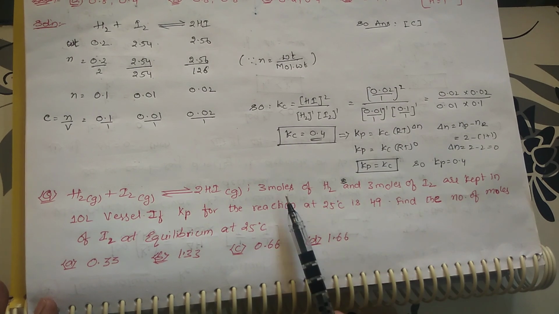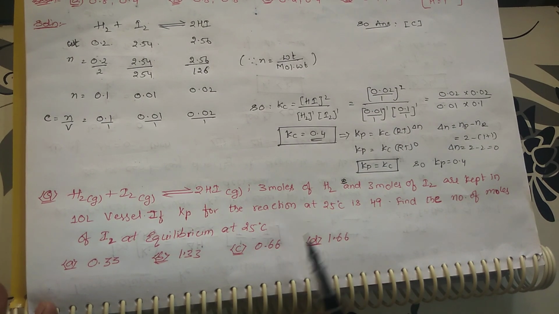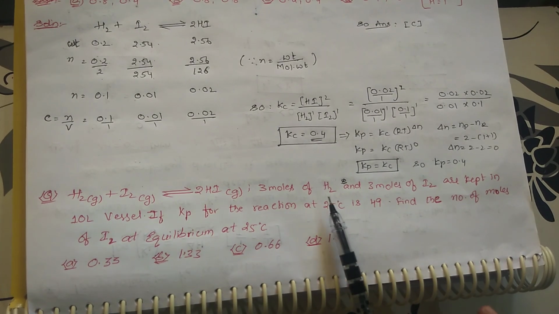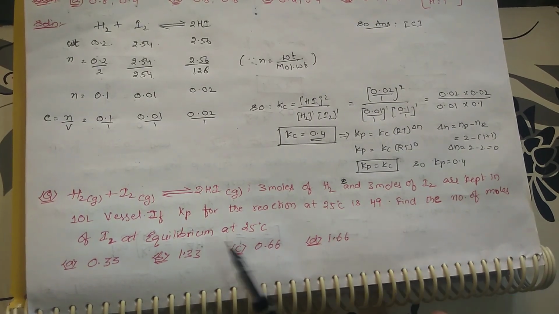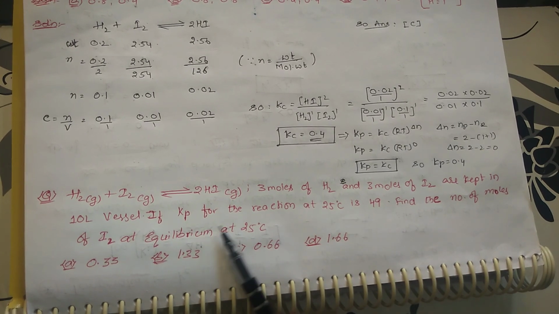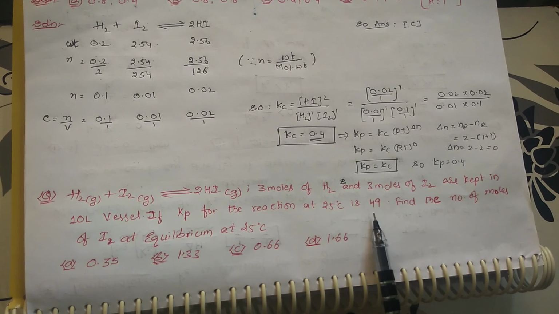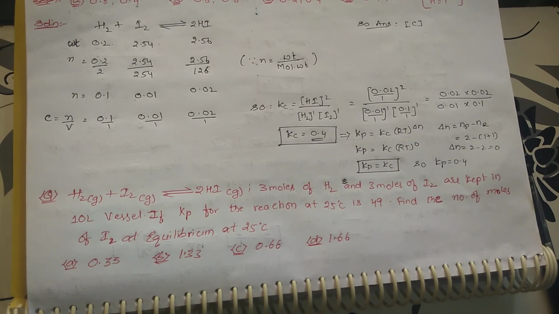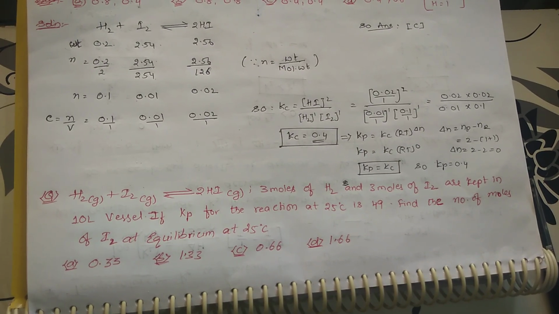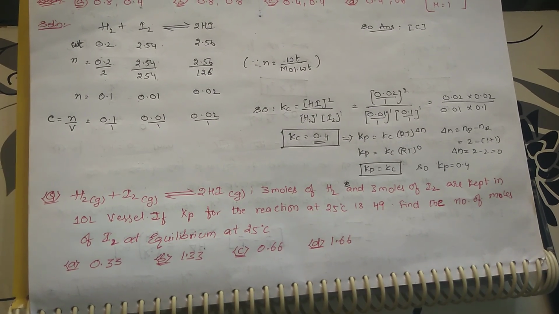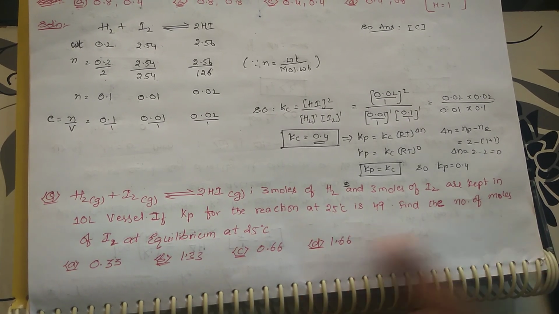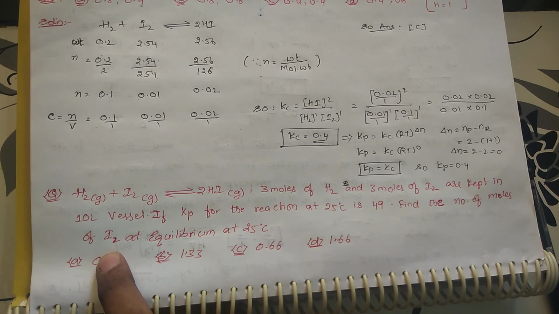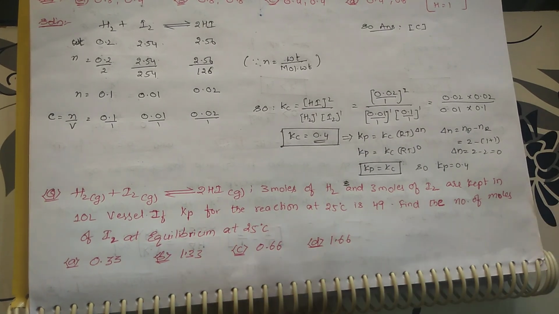Is he mentioning that 3 moles of H2 is present at the equilibrium? No, he is not mentioning that. Initially, in the 10-liter vessel, he has taken this. This is not the equilibrium condition. Kp at 25 degrees centigrade is 49. Find the number of moles of I2 at equilibrium at 25 degrees centigrade. He is asking for the number of moles of I2 at the equilibrium. So these are the options.